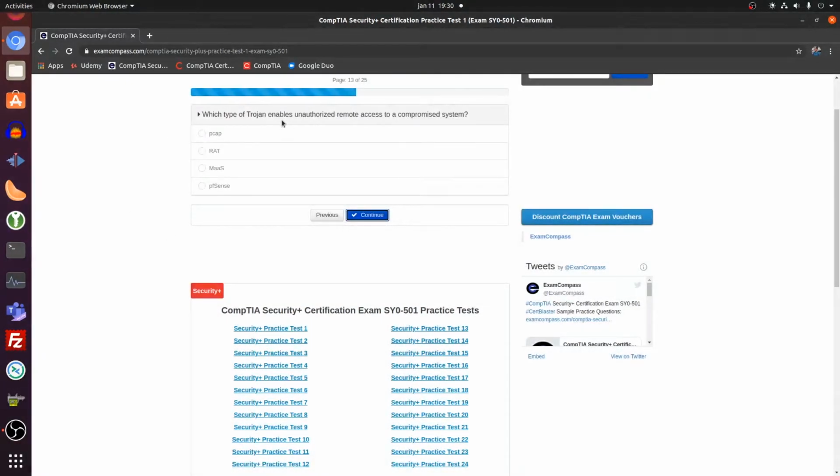Which type of Trojan horse enables unauthorized remote access to a compromised system? I think that's a RAT. Remote access Trojan. Malicious code activated by a specific event is called backdoor, logic, dropper, retrovirus. To be honest, I don't really know. I think a logic bomb. A backdoor is something else.